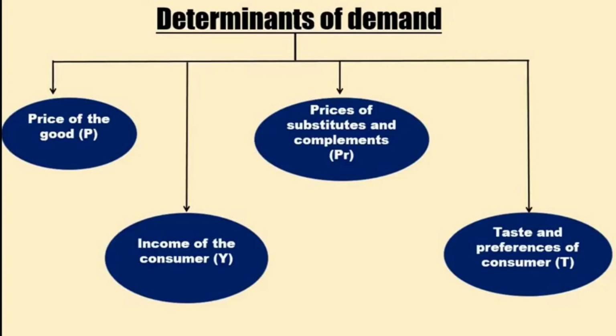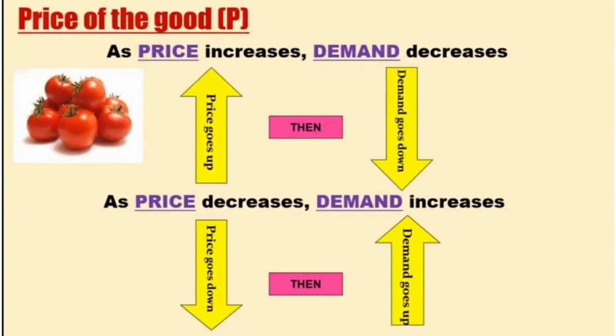So you see for the price of the good. Second, you see for the price of the other good. Then you see for the income of the consumer, whether you are having enough money in your hand. Then you prefer to have the taste and preferences. If it is not going to be of your taste, your preference to purchase that commodity will change. So the taste and preferences of the consumer change.